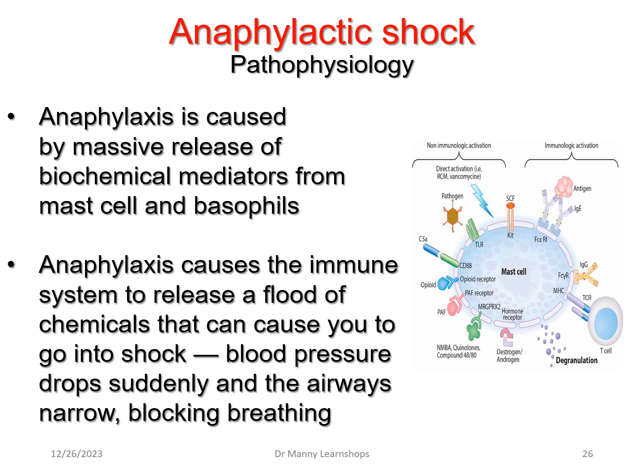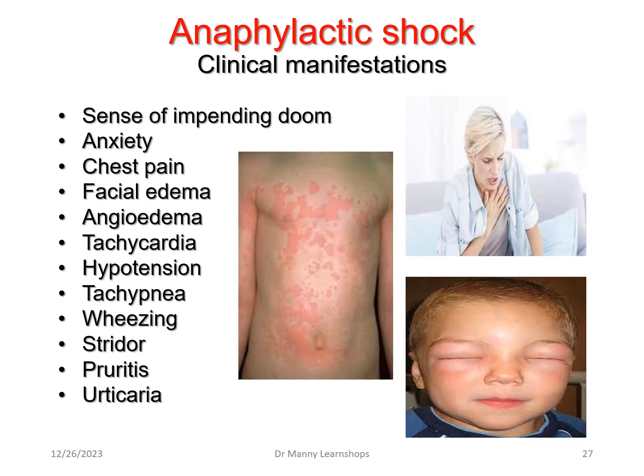What's the pathophysiology? Well, the pathophysiology basically is a massive release of histamine from your mast cells and your basophils. Your basophils are important immunoglobulins or cells that are to do with allergies. And this can cause you to go into shock because your blood pressure suddenly drops and your airways become narrow and you can't breathe properly. Bronchospasm, a life-threatening condition.